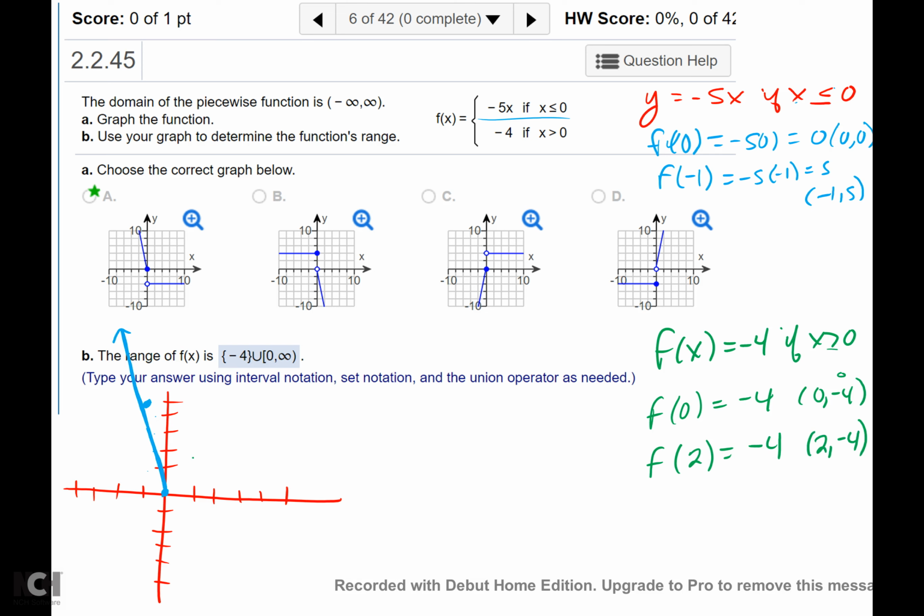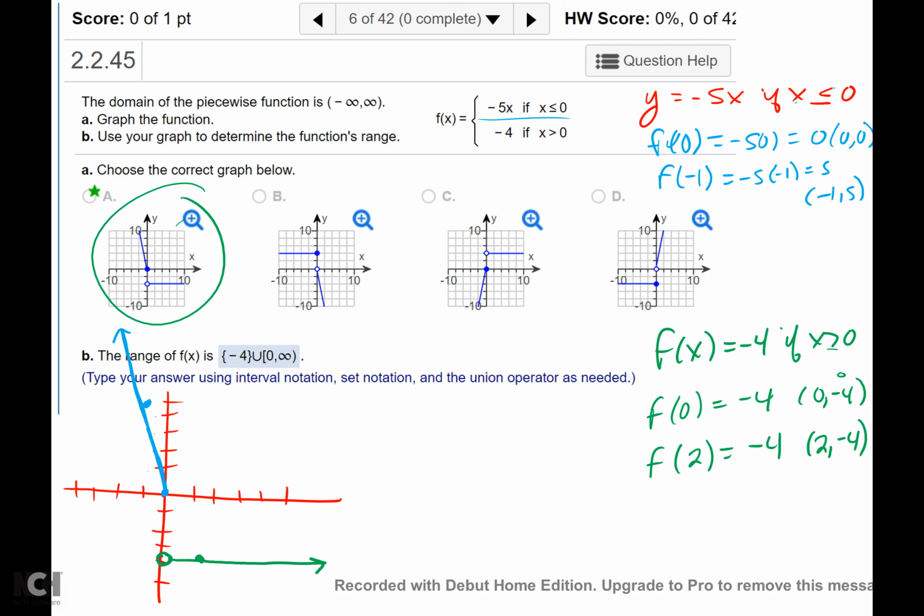And if I plot those ordered pairs, (0, negative 4), that's going to be an open circle. (2, negative 4). And connect. That's going to be a horizontal or a constant function. And there is my graph.